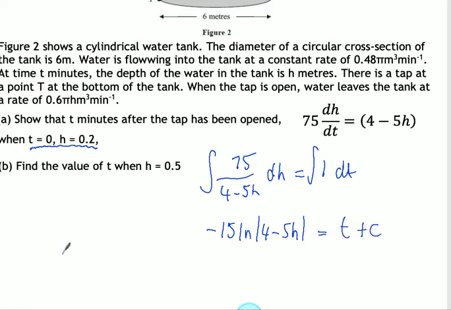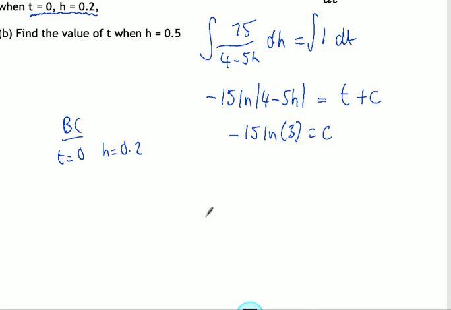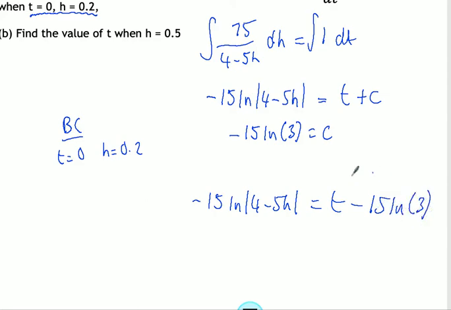Now let's chuck in our boundary condition. So t is 0, h is 0.2. Okay, so h is 0.2, then we're going to get negative 15 ln 3 is equal to c. So then our full differential equation is negative 15 ln 4 subtract 5h equals t subtract 15 ln 3.